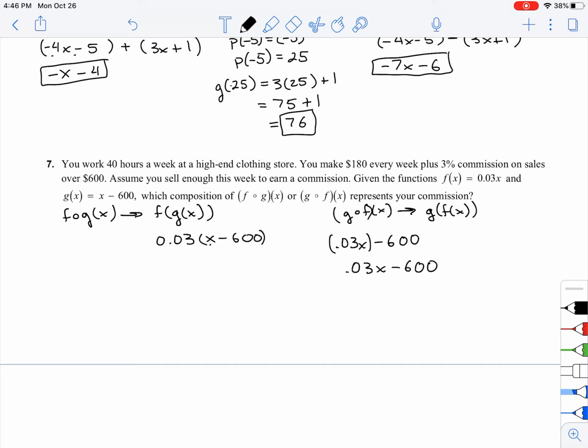So if you look at this and think of it logically, this one makes the most sense because you only make commission off of anything over $600. So you're going to subtract $600 from your sales. So that is your solution.